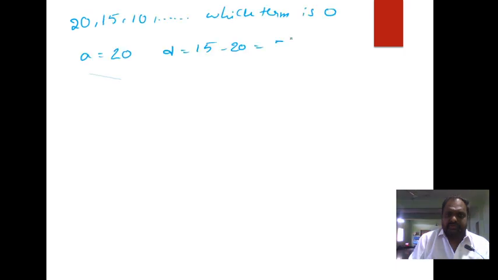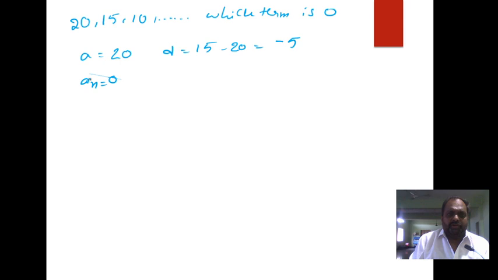Which term is 0? Here we know a is equal to 20 and d is equal to 15 minus 20, so negative. The answer must be negative 5. We know an, which term becomes 0. We have to find n, which term.